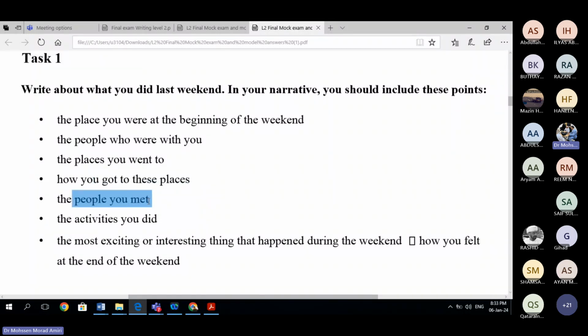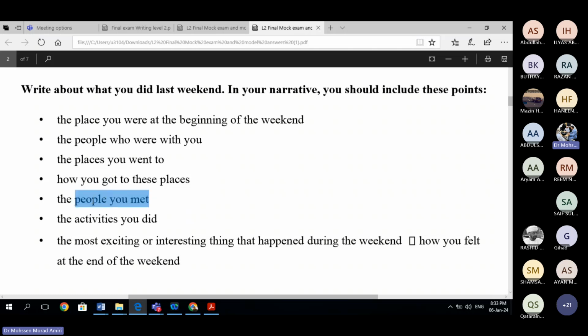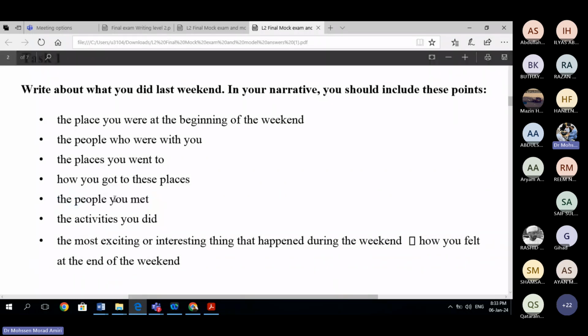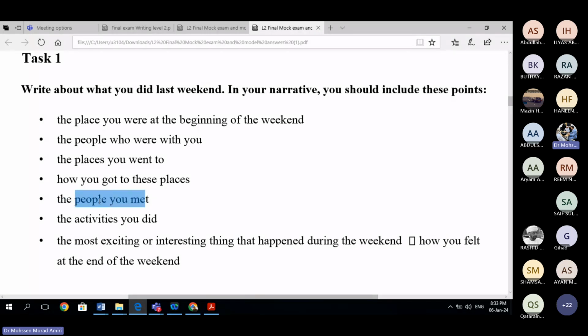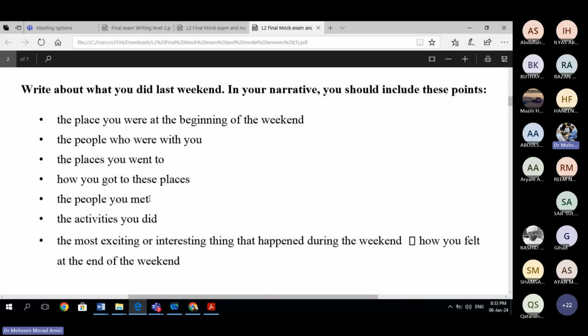Okay? The people you met. For example, you didn't meet anybody, but you can say that when I went to Nizwa, I met my friends, my classmates in the shopping mall. I met my friends, my classmates in the shopping malls, and we had coffee and, for example, some food.